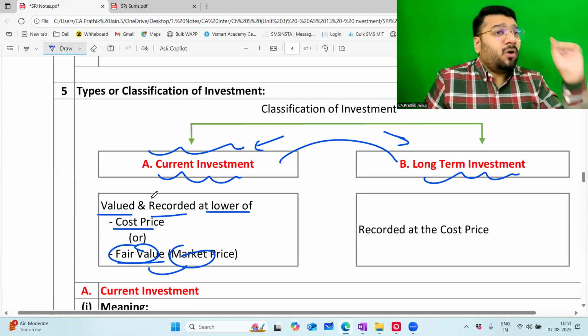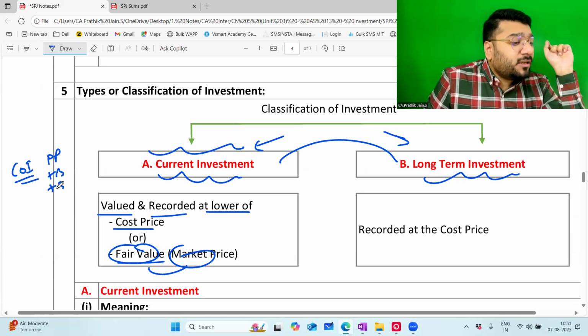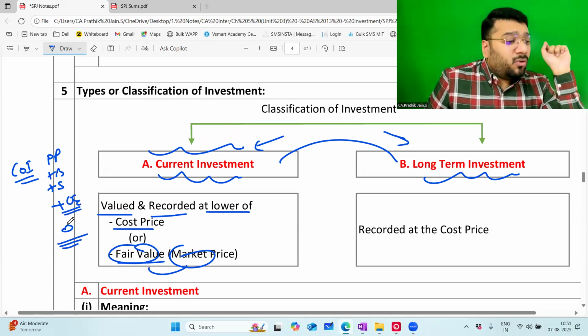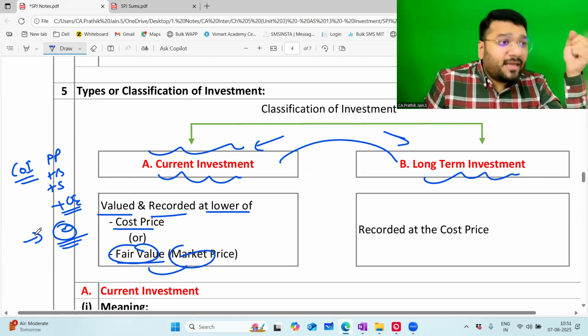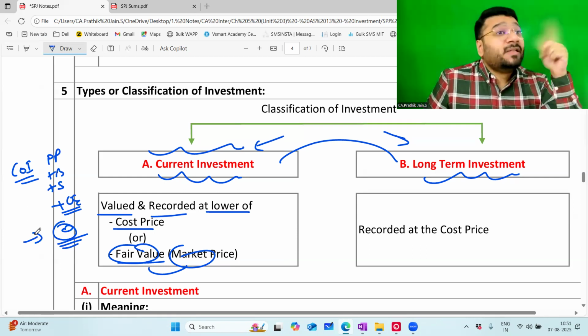Now, investment should be recorded. Now you buy the investment. You record the investment at the cost of investment. What? Purchase price of the investment plus brokerage plus stamp duty plus other expenses, all put together is the cost of investment. Now this is the value of the investment reflecting in your balance sheet. This is the value of the investment reflecting in your investment ledger. This has to be reviewed.